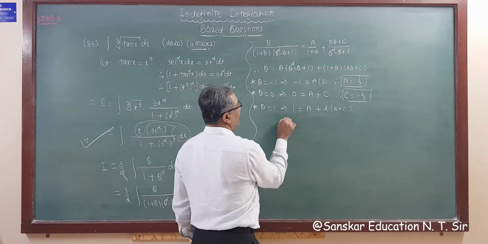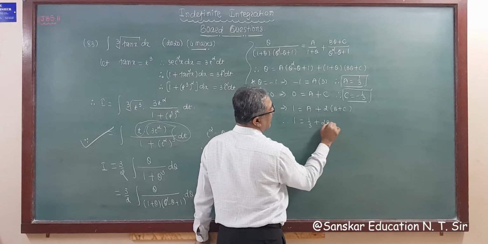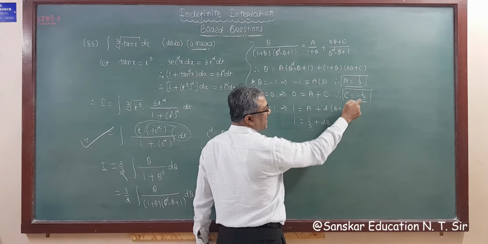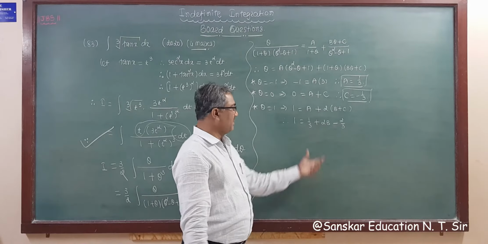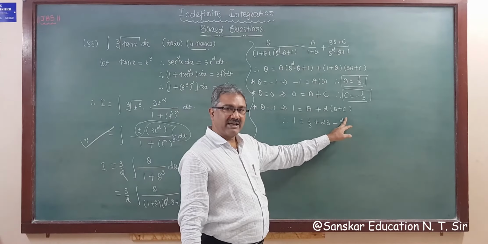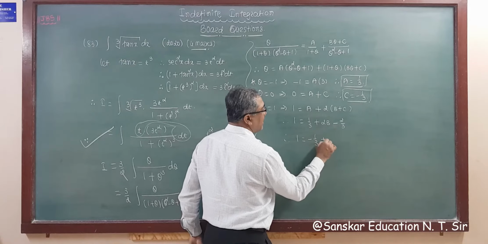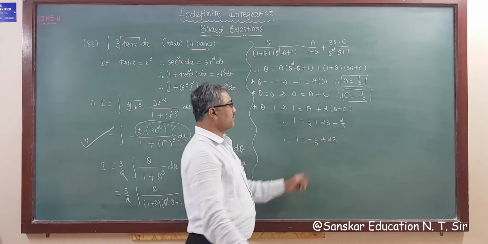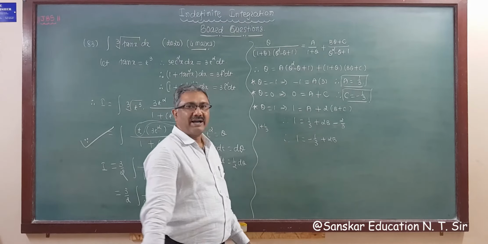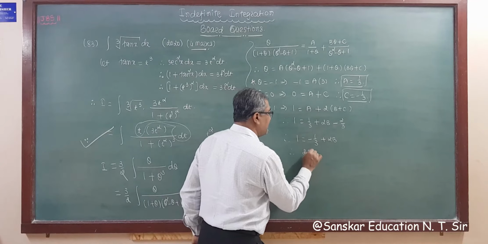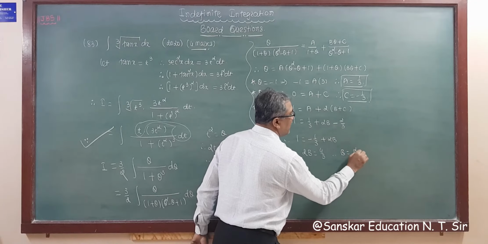right? So we get 1 is equal to a is 1 upon 3 plus 2b plus 2c, but c is minus 1 upon 3, so minus 2 by 3. This is 1 minus 2 by 3 is minus 1 upon 3, so this is 1 is equal to minus 1 upon 3 plus twice b, so minus comes here plus, so 1 plus 1 upon 3 is 4 by 3, so twice b is equal to 4 by 3, that is b is equal to 2 by 3.